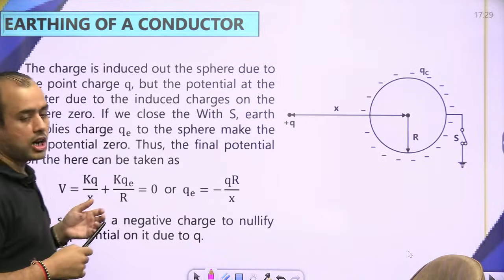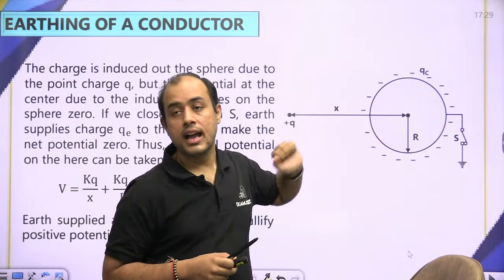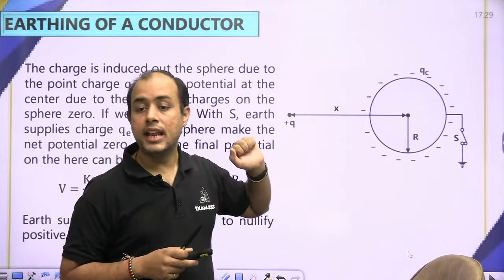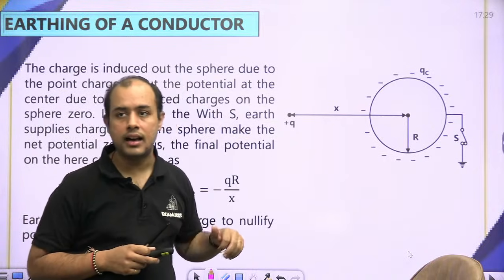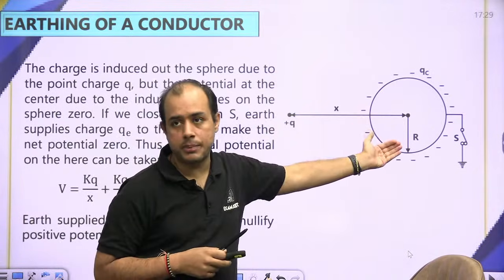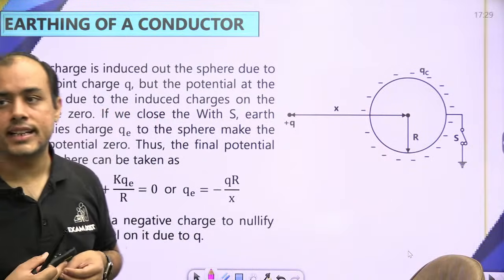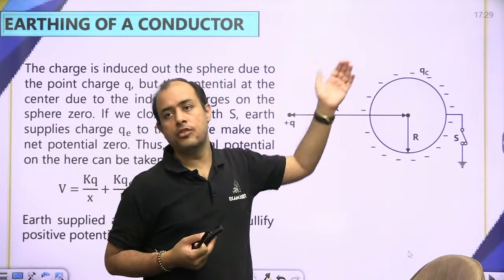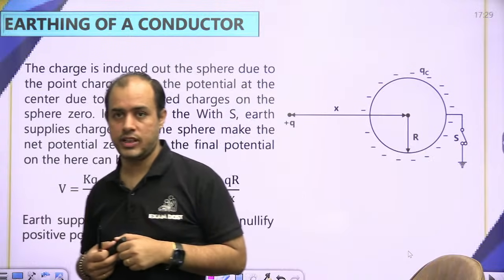ओके, so now let us see this. I have a conducting sphere. I bring a positive charge near to the sphere. Now when I am bringing a positive charge near to the sphere, beta, a negative charge will be induced on the sphere. And now when you connect it to earth, you are making the potential zero. Then what is the charge of the sphere? चार्ज कितना आएगा sphere पे?